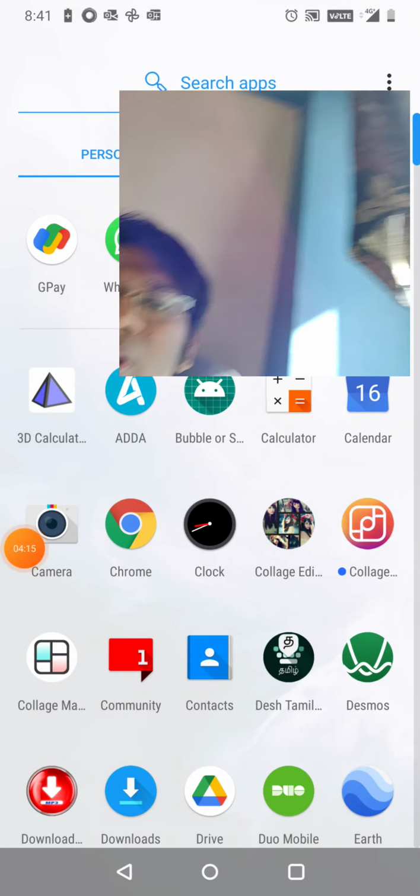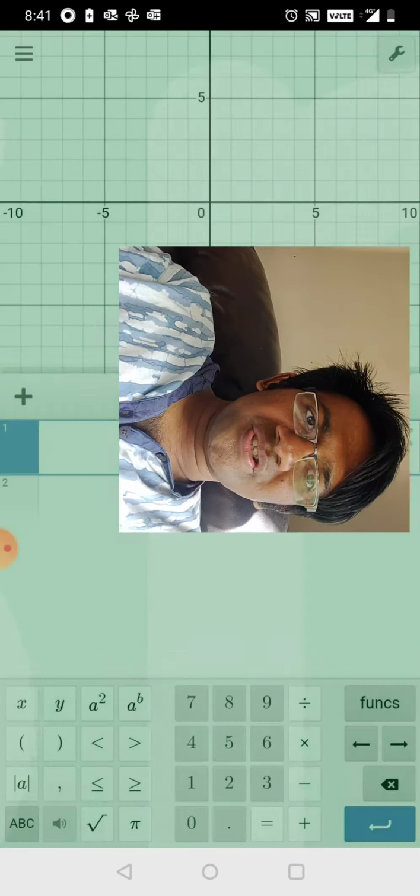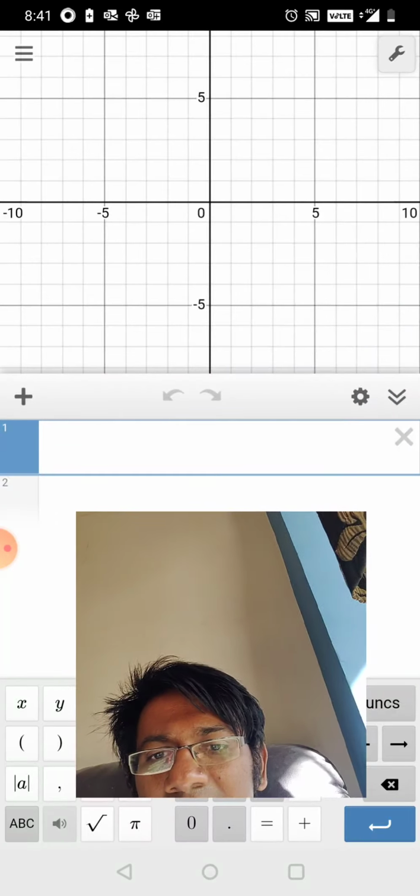How can we help teachers? It's very easy. You have to go, I'm still sharing my screen, right? So I'm going to go to an app called Desmos. So these are free apps that are created by people around the world, and I'm going to share this app, one such app, and I'm going to move my camera down below.